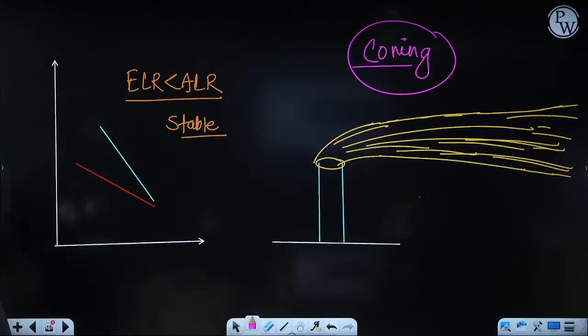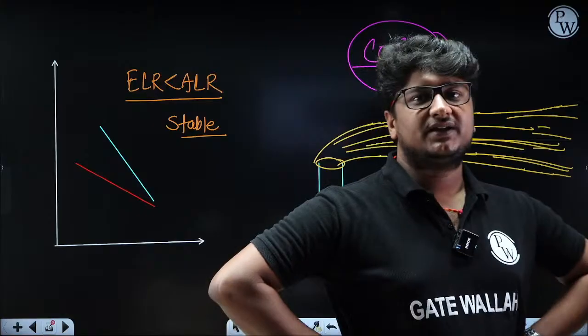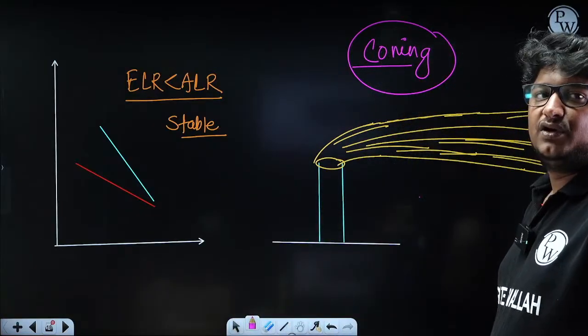That's why the name of this case we have given as coning. So this is the second type of plume behavior. First one was looping, second one is coning. We'll go for the third one also.